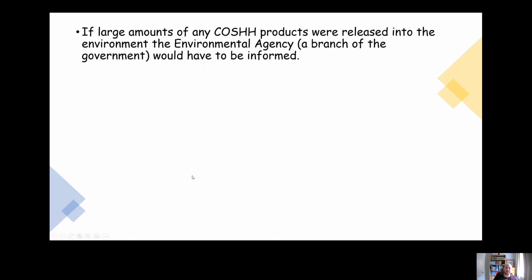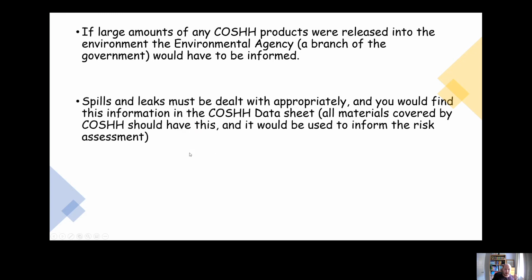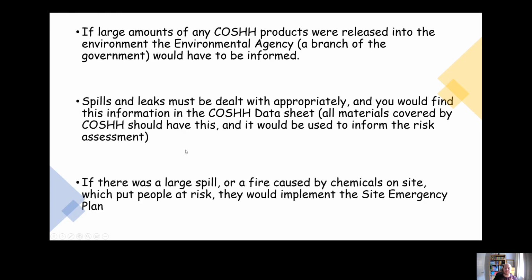Alrighty, so if large amounts of any COSHH products were released into the environment, you should let the Environment Agency know. Make sure that you deal with any spills in line with what it says in the COSHH data sheet. Always make sure you read the COSHH data sheet before you use the product, so you know how to safely use it. If there was a big spill or fire caused by chemicals on site, essentially you'd have to implement the site emergency plan, which would normally be to evacuate the people to a safe place and go from there.